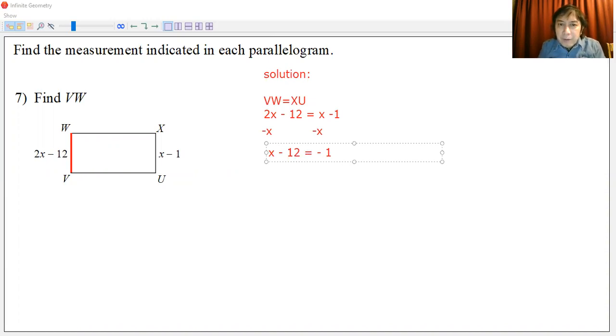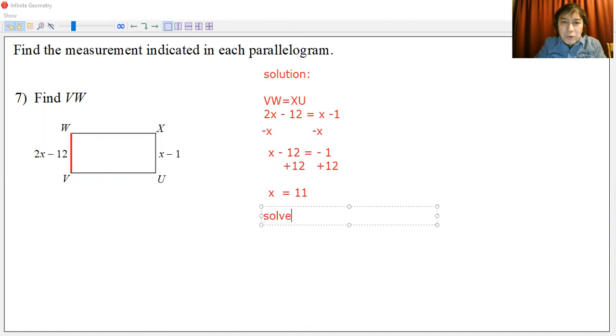There. All right, next line we will add 12 to both sides. And we add 12 here. And next line will be x is equal to just 11. All right, so this is the value of x. Okay, so we're not after the x here. We're after the measure of VW. So we will be using VW.